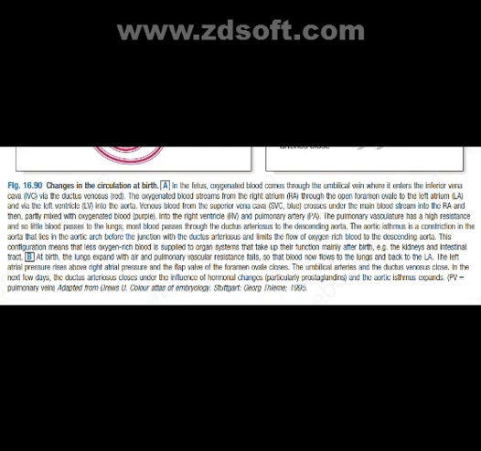Figure B shows that at birth the lungs expand with air and pulmonary vascular resistance falls, so that blood now flows to the lungs and back to the left atrium. The left atrial pressure rises above the right atrial pressure and the flap valve of the foramen ovale closes. The umbilical arteries and the ductus venosus close. In the next few days, the ductus arteriosus closes under the influence of hormonal changes, particularly prostaglandins, and the aortic isthmus expands.